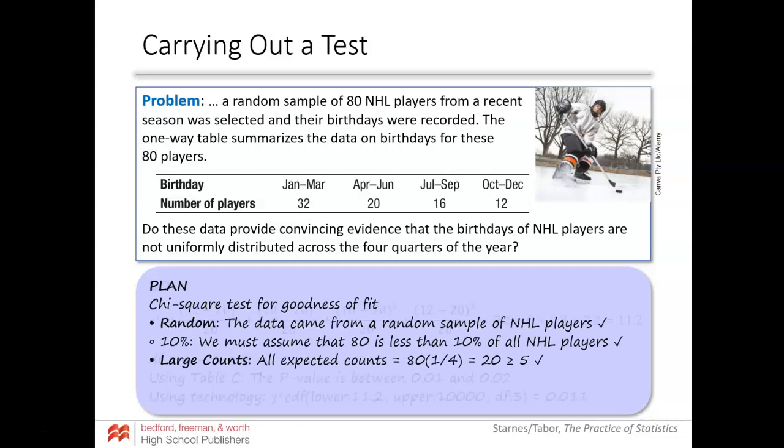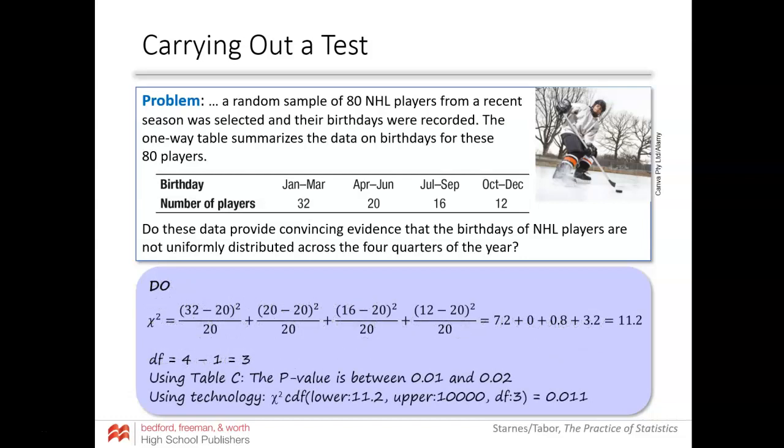So check, check, check. Now they're calculating their chi-square statistic. They're taking each of the quarters, subtracting the expected 20, squaring that difference, and then dividing by 20. They did that for all 4 quarters and added them up, and we got a chi-square statistic of 11.2. Because we have 4 categories, the degrees of freedom is 3. Probably nobody's going to use table C to find the p-value. Most of us will use technology.